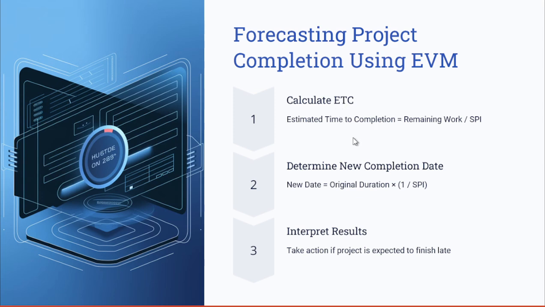So to calculate the ETC here, we say that the estimated time to complete is the remaining work divided by the SPI, or the schedule performance index. And if you want to determine the new completion date, you need to think of the original duration of your schedule, then multiply it by 1 divided by the SPI. Here the priority goes to the 1 divided by the SPI, and then you get the result, and then you multiply it by the original duration to determine the new completion date.